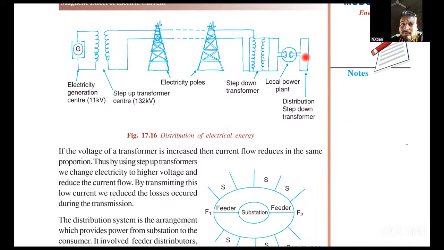First, electricity is formed at the electricity generation center. After being formed, it will go to the step-up transformer, in which the voltage increases. Then it goes through the electricity poles, and then comes down to the step-down transformer, which will decrease the voltage and then send it to our homes. Yes, correct.